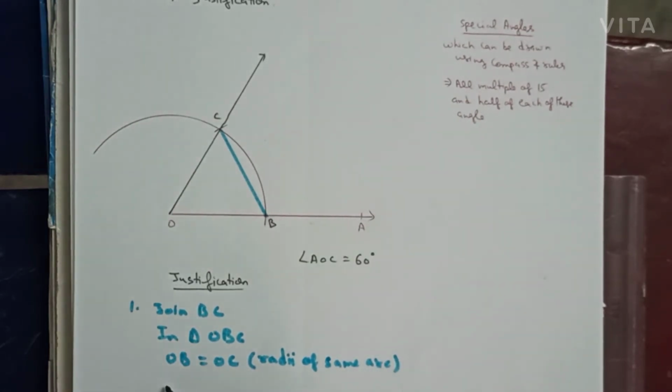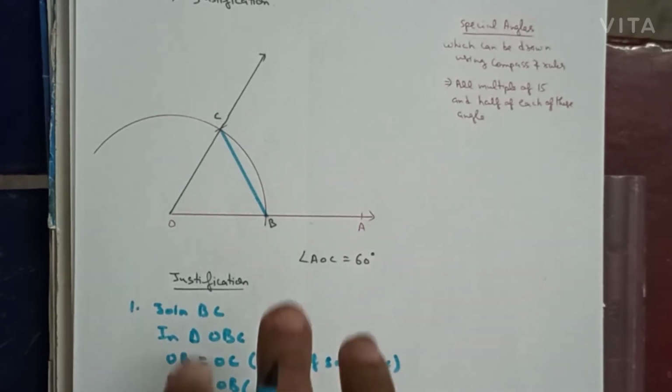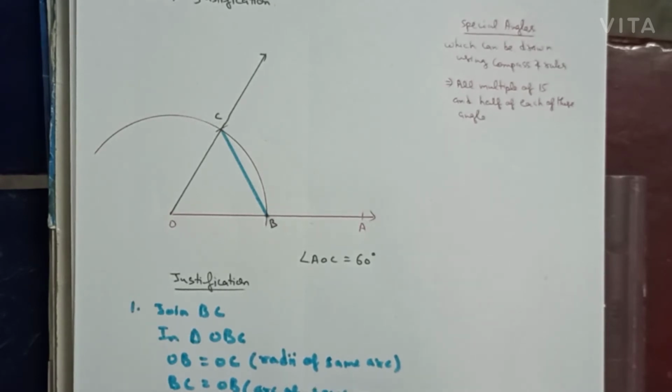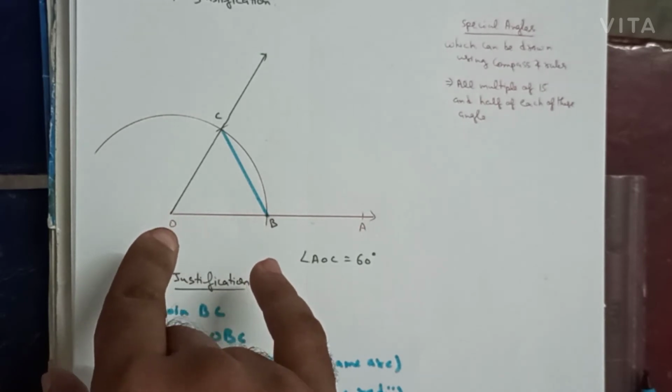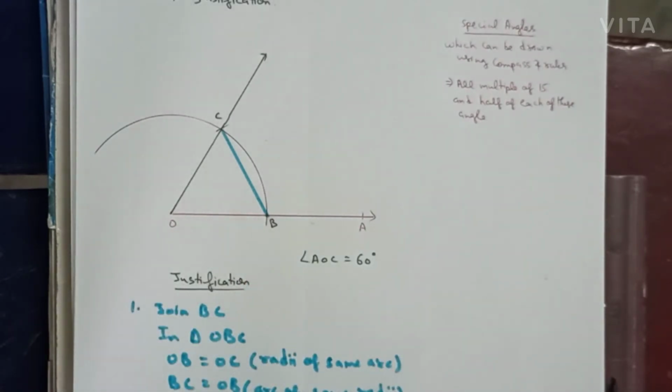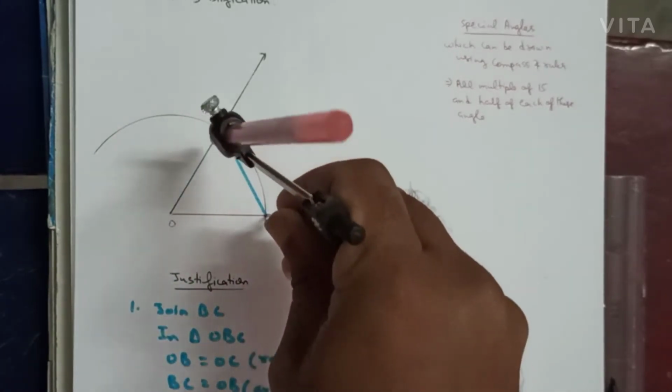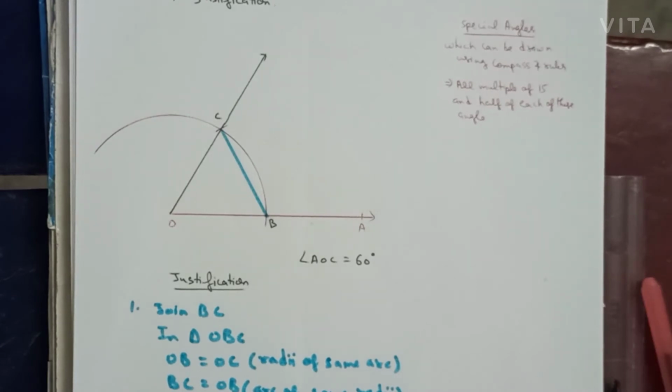Okay, now BC is equal to OB because we have taken a radius and we have drawn an arc from O as well as from B. So they are the arcs of the same radius. The radius of the arc OB is the same as the radius of the arc BC. So we can say that BC is equal to OB.